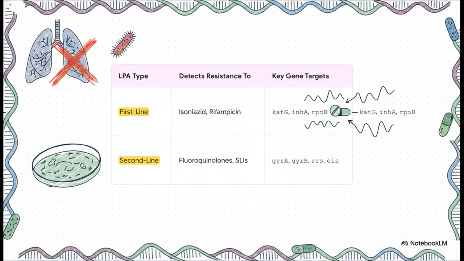The first-line LPA looks for resistance to isoniazid and rifampicin by targeting those genes we memorized, katG, inhA, and rpoB. Then, for a patient who is already confirmed MDR-TB, we use the second-line LPA to check for resistance to fluoroquinolones, targeting gyrA and gyrB. You see how it all connects? The diagnostic tools are looking for the exact molecular changes we just learned about.